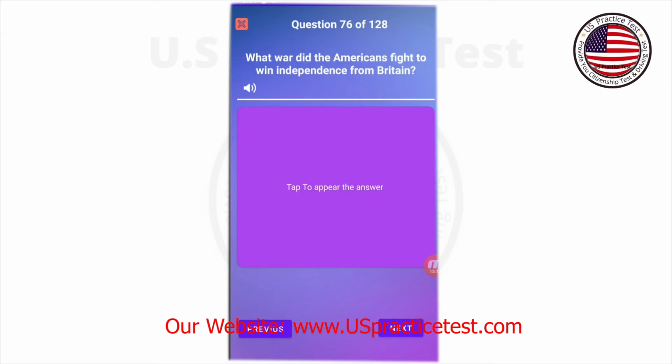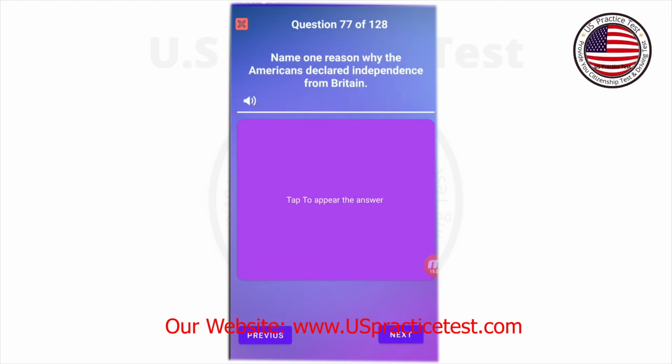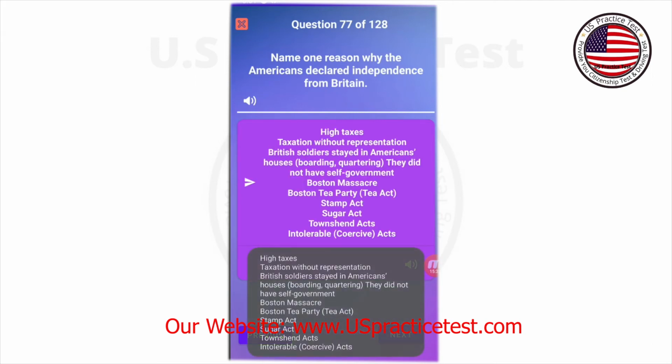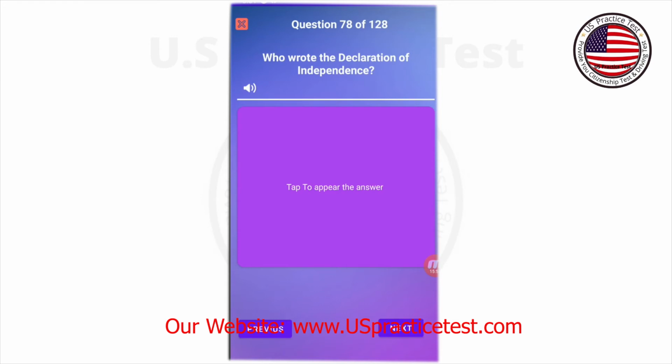What war did the Americans fight to win independence from Britain? American Revolution. The American Revolutionary War. War for American independence. Name one reason why the Americans declared independence from Britain. High taxes. Taxation without representation. British soldiers stayed in Americans' houses, boarding, quartering. They did not have self-government. Boston Massacre. Boston Tea Party. Tea Act. Stamp Act. Sugar Act. Townshend Acts. Intolerable Coercive Acts.